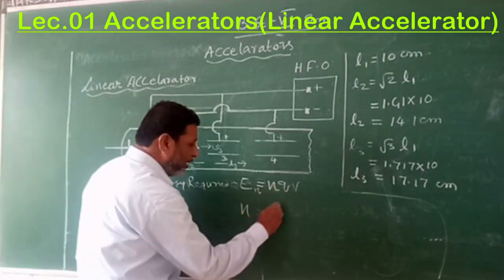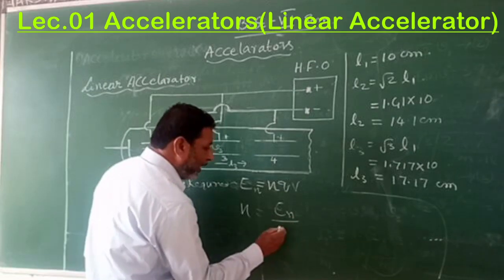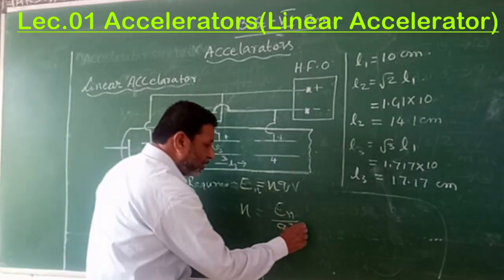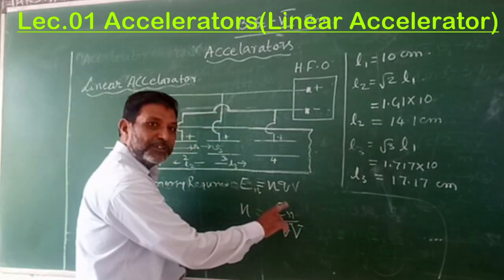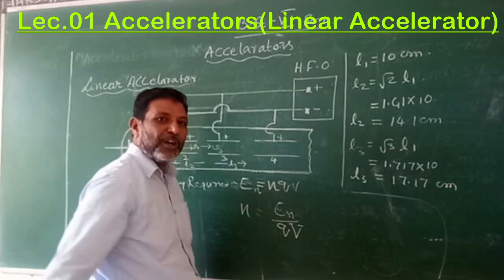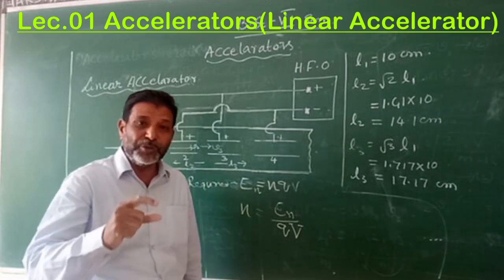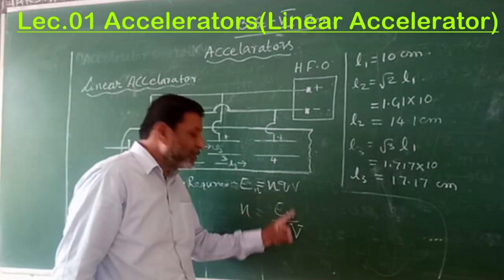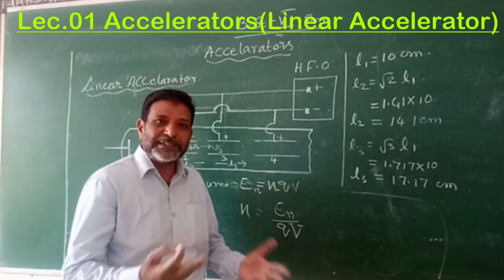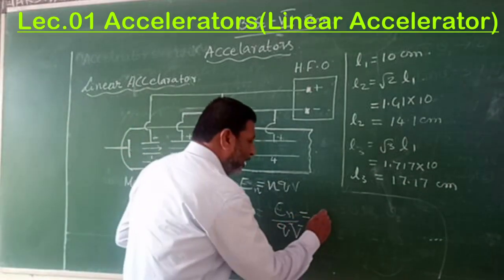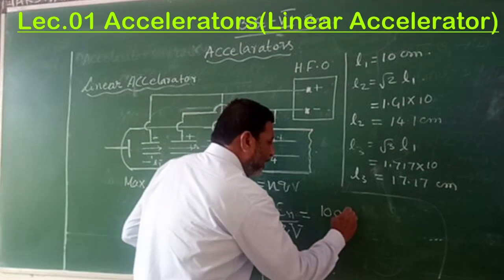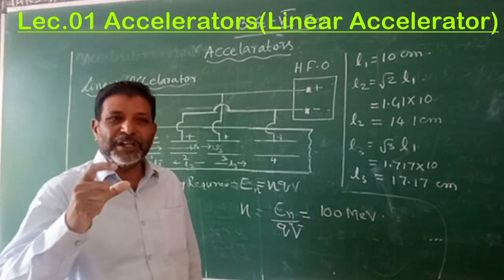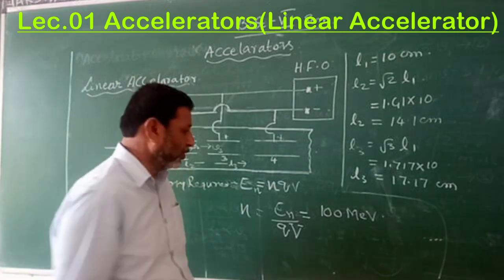Now, from this you will get the value of N. This N is equal to En divided by Q into V. Then all the values are known to you. Substitute these values in this equation and you will get how many tubes the charged particle has to pass through, given the maximum energy required. Let us take an example where 100 million electron volts of energy is required. We need a charged particle of 100 million electron volts.